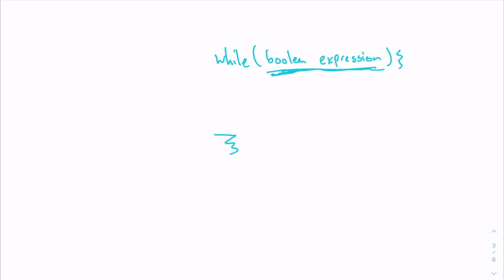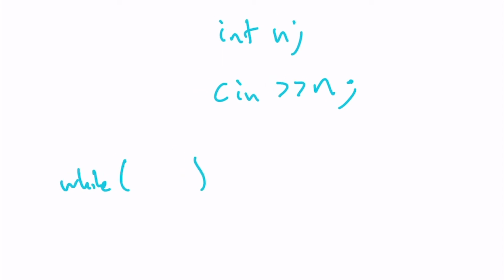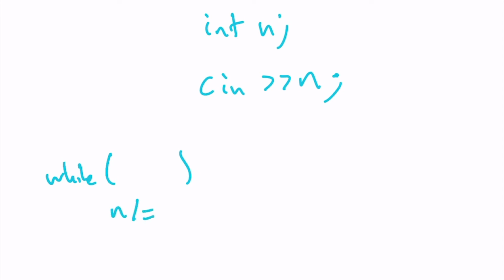Now let me give an example of why we would use a while loop instead of a for loop. Let's say we're given a number, int n, and we cin it. And let's say this program wants to print out the number of digits in the number n. My approach to this would be something like a while loop, and this is just pseudocode, this is not actually what I'm going to write. While we have some Boolean expression, we want to divide n by 10. And then we have a counter that'll count the number of digits.